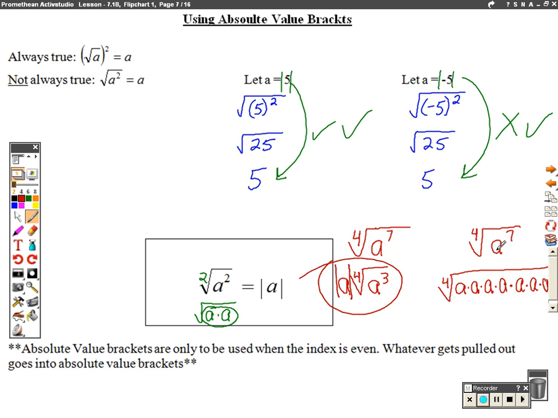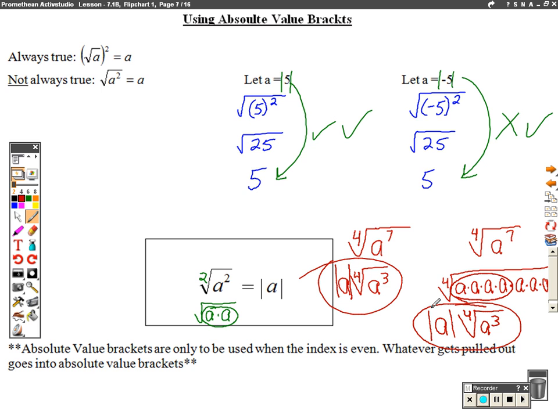Another way to look at it, if I actually were to write out a to the 7th, I know this way is a little bit longer, but it might be better for some of you to understand. If I wrote out a to the 7th as a times itself 7 times, since my index is 4, I now need 4 of these in order to bring one out, and it just becomes one of these a's. But since the index is even, I put it into absolute value brackets, whatever I bring out, and then I'm still left with 3 of them underneath. So you get the same thing, just a different way to look at it.